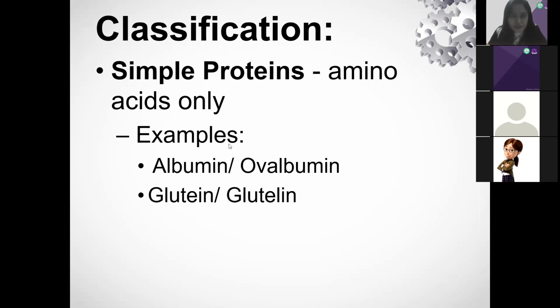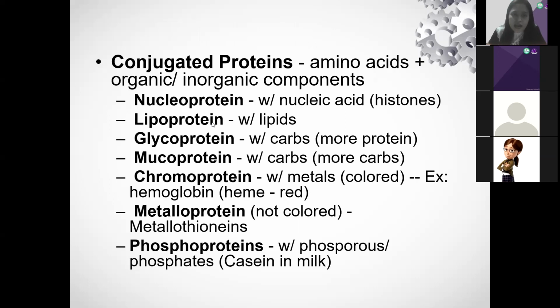Okay, so examples of our simple proteins: we have albumin, which is found abundantly in our blood. And then ovalbumin, gluten, and glutelin are all simple proteins. They are only made up of amino acids.